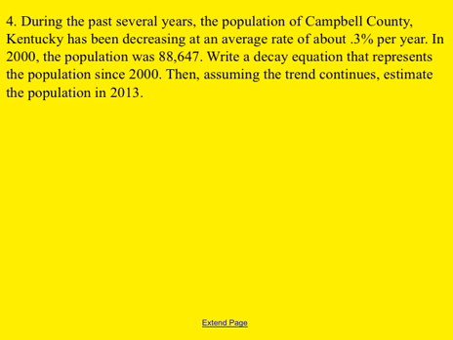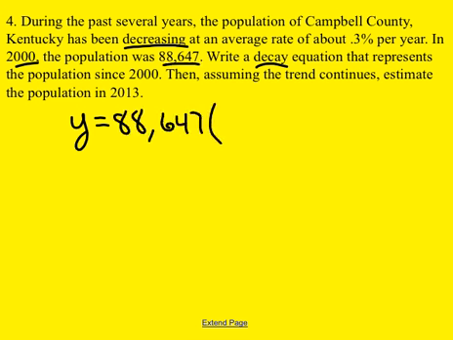In the past several years, the population of Campbell County, Kentucky has been decreasing at an average rate of about 0.3% per year. In 2000, the population was 88,647. Right, decay equation. So decreasing, decay, 0.3% per year since 2000. We start at 88,647. We do 1 minus 0.3%. Get farther away, I need to subtract 0.003x.